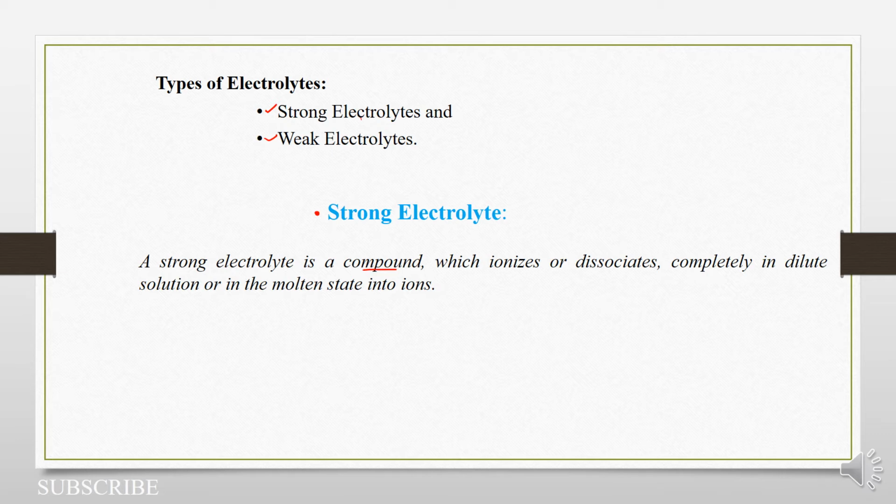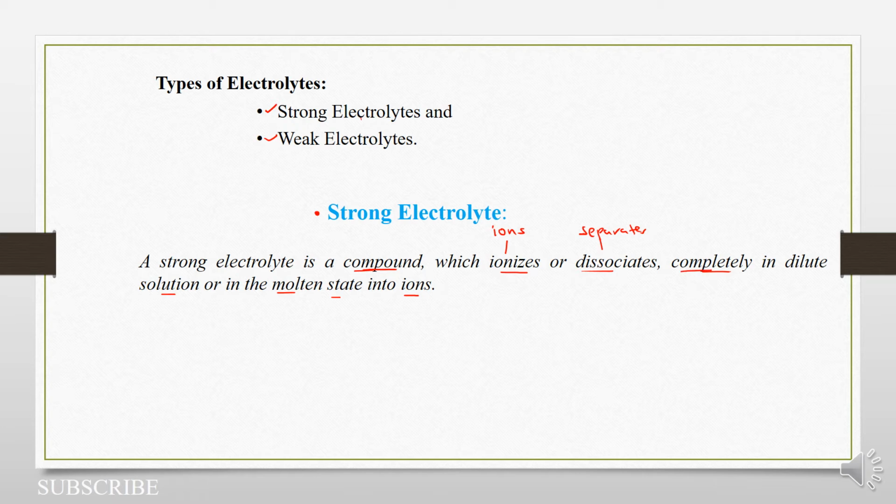This is a compound which ionizes or dissociates completely in dilute solution or in molten state into ions. So we are going to see what this means. First of all, it's a compound which ionizes, meaning it forms ions, or dissociates. To associate is to come together, but to dissociate is to do the reverse, you kind of separate. So ionizes or separates.